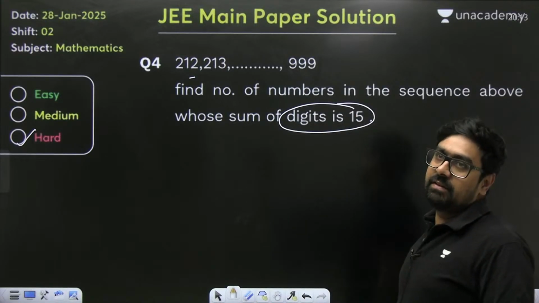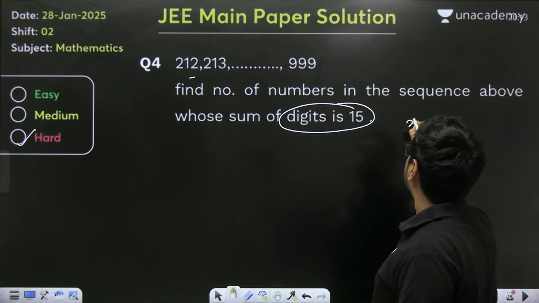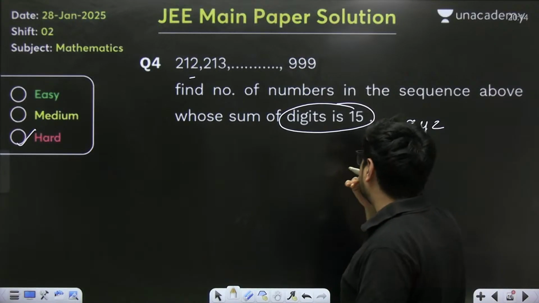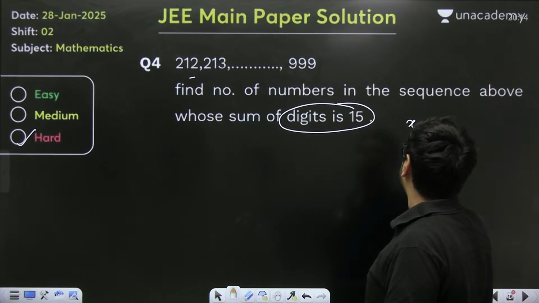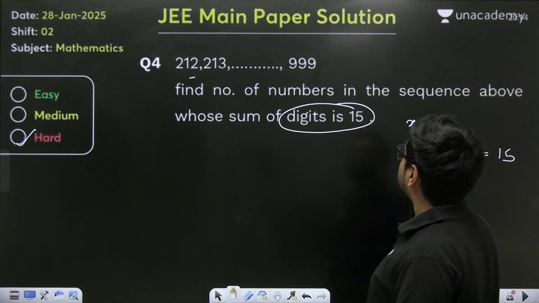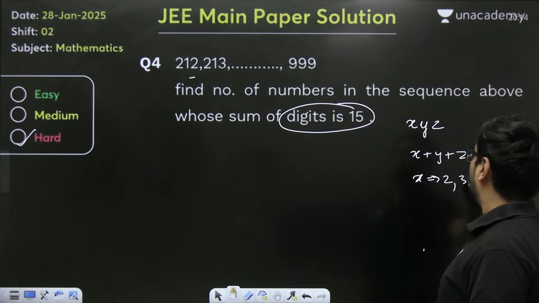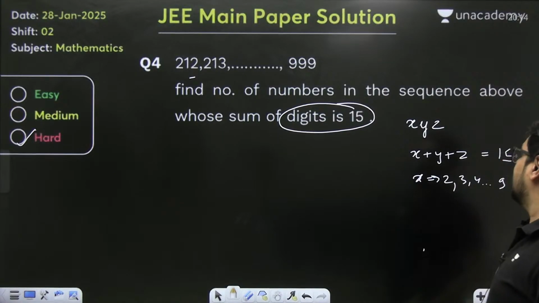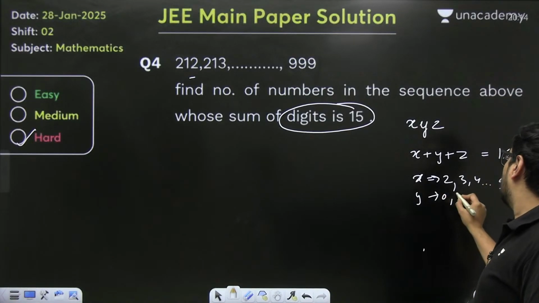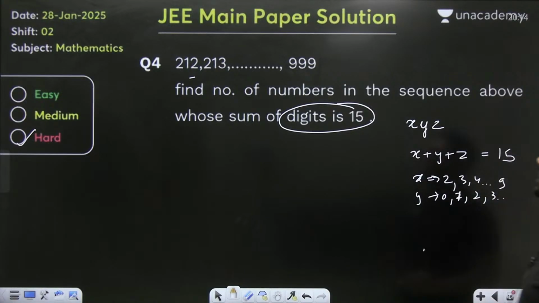Now sum of digits they want to be 15. So how can we approach towards this type of question? If this exactly is the question, then x, y, z, if we say digits are there, so we need x plus y plus z to be equal to 15, right? Now this x can be anything from 2, 3, 4 till 9, it can be anything, right? Now y, second digit, can be 0, 1, 2, 3, all these digits can be there.